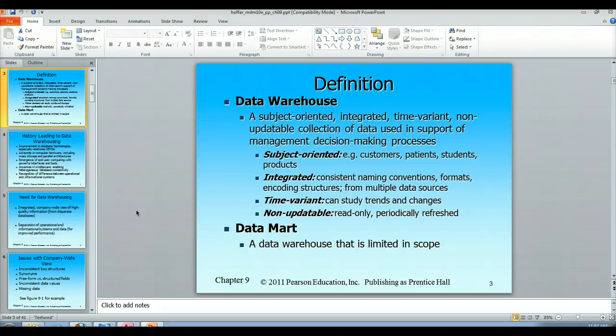To start defining what a data warehouse is, a little history, and continue the topic of why do we need data warehouses. A data warehouse is a subject-oriented, integrated, time-variant, non-updatable collection of data used in support of management decision-making processes.